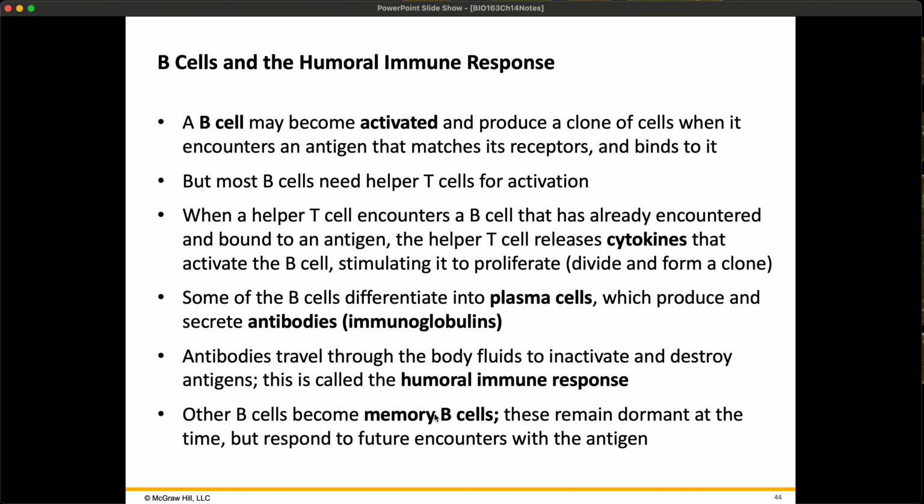Other B cells become memory B cells. They stay dormant. Memory cells, whether they're B or T cells, are not actively fighting infections. They are just there to say, "Oh, hey, we've seen this thing before. Let's divide and make some of our active versions of ourselves, and maybe a couple more memory cells, because this thing's come back once, it'll probably come back again." And so that's the way that our body keeps immune memory fresh.